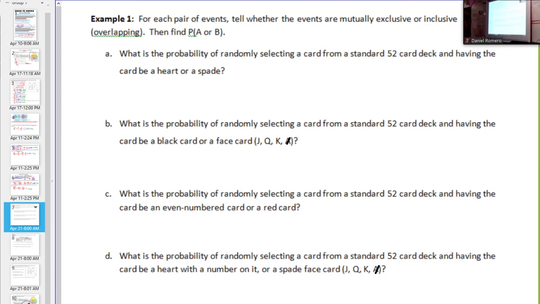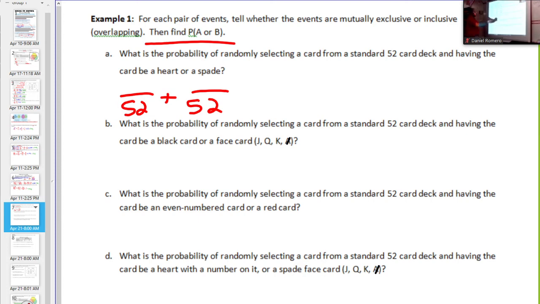For each pair of events, tell whether the events are mutually exclusive or inclusive, overlapping. Find A or B. Okay, well, we can just talk about the first part, but let's write down the compound probability. What is the probability of randomly selecting a card from a standard 52 card deck and having the card be a heart or a spade? So it's going to be something over 52 plus something over 52, and we'll decide afterwards if there's an intersection or not.